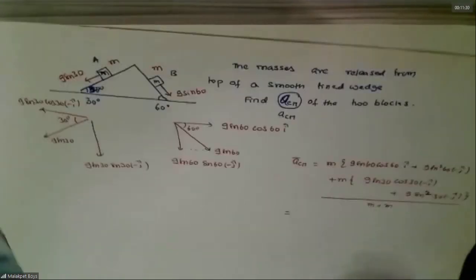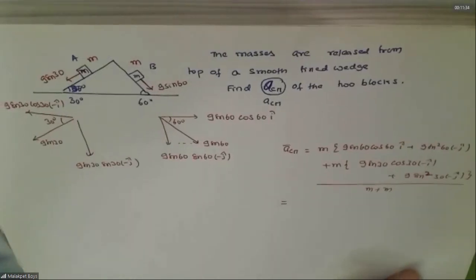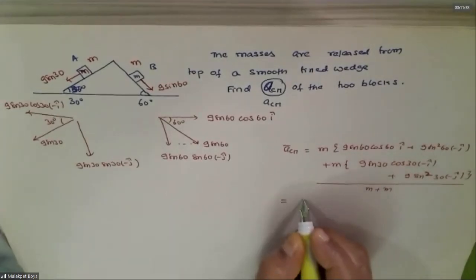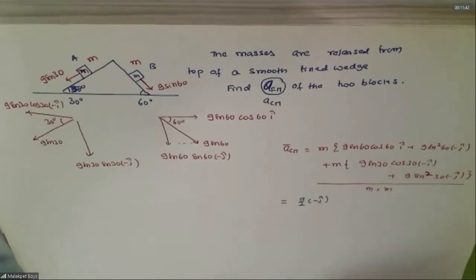Sir, one minute just. This is one block. Previous one, yes, sir, two minutes. Fast, don't waste time. Done, sir. g by 2, what you got? Minus j, yes, sir. Minus j.